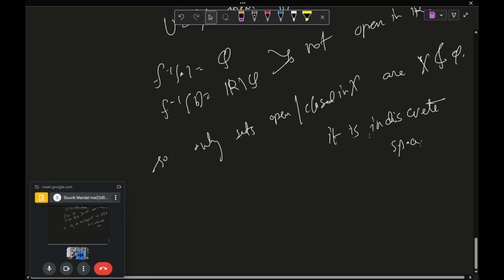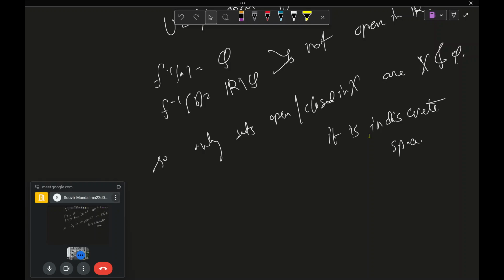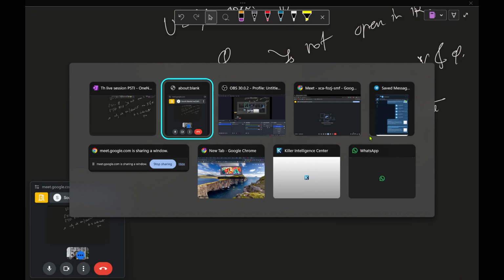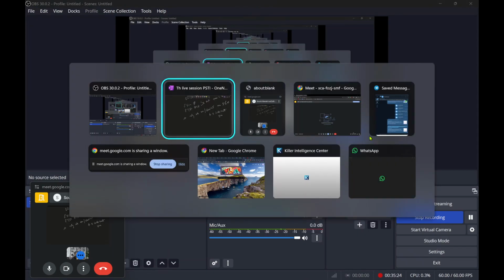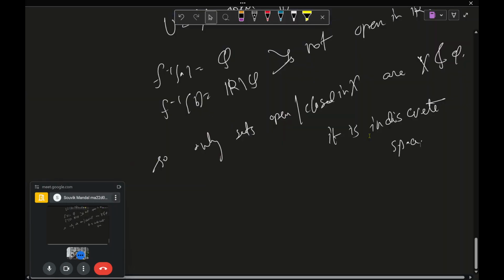So basically, we need to check the inverse images of all possible subsets of X. After calculating this, you can check whether this is indiscrete or not. Okay, so in this way, this can be done. Well done. So let's get to the next problem.